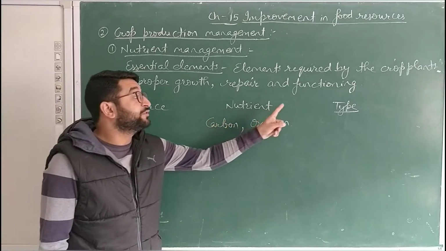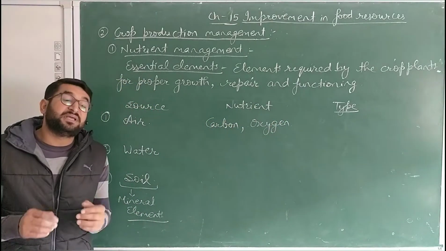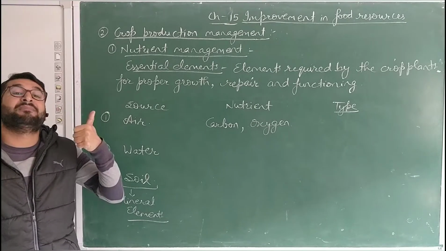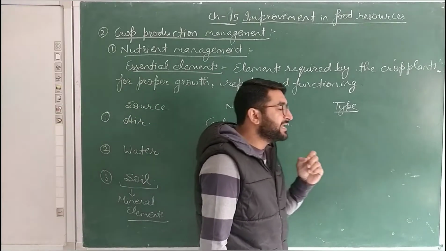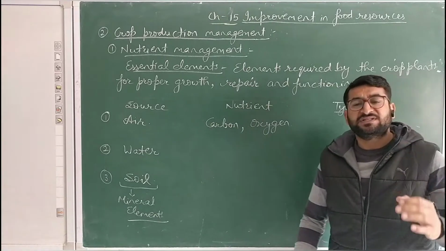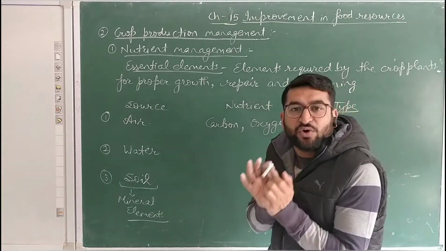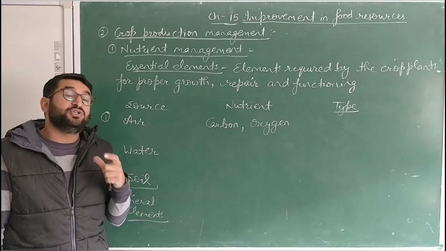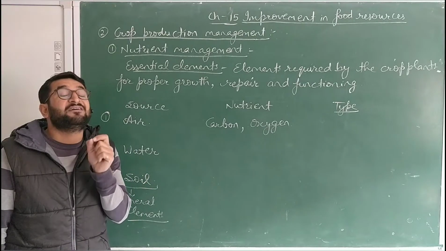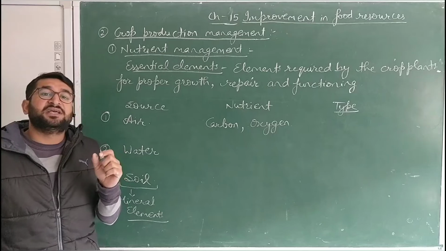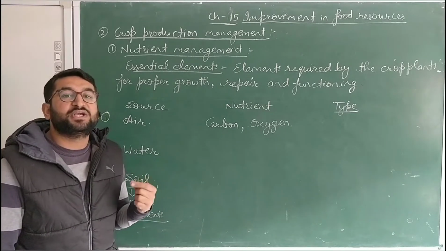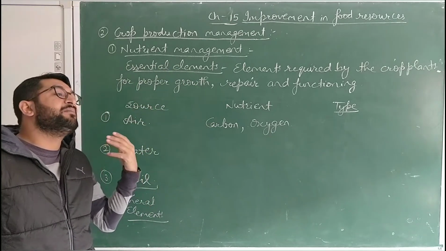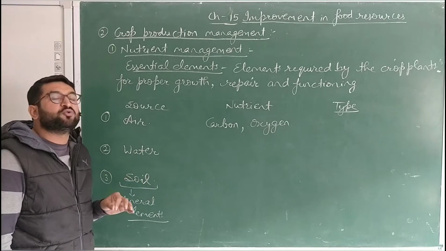Then nutrients have two types. On the basis of quantity required, the nutrients are majorly divided into two forms. One is macronutrients and another one is micronutrients. Macro means the nutrients which are required by the crop plants in large quantity are known as macronutrients, and the nutrient elements which are required by the crop plants in very small amounts are known as micronutrients. Micro means कम, छोटा, और macro means बड़ा. न्यूट्रिएंट जो ज़्यादा अमाउंट में चाहिए वो मैक्रो है और जो कम अमाउंट में चाहिए वो माइक्रो.